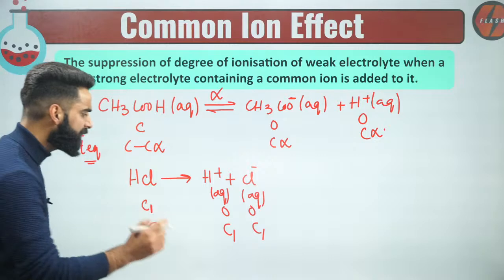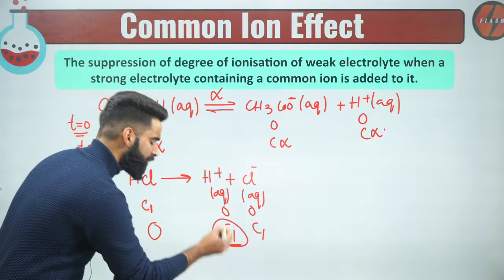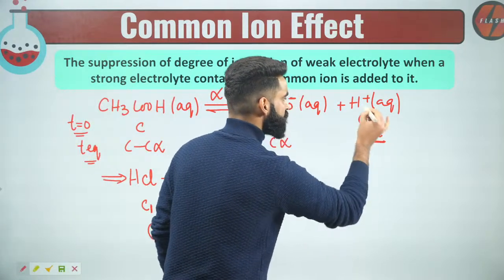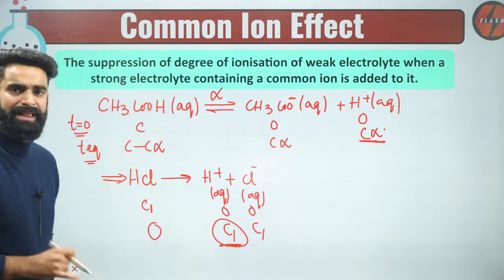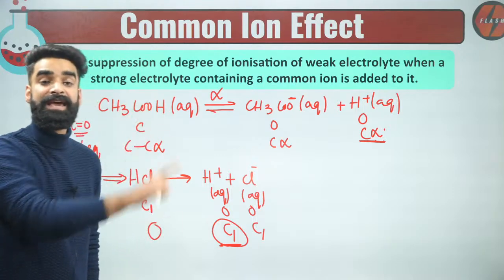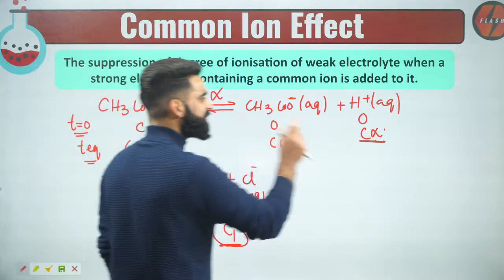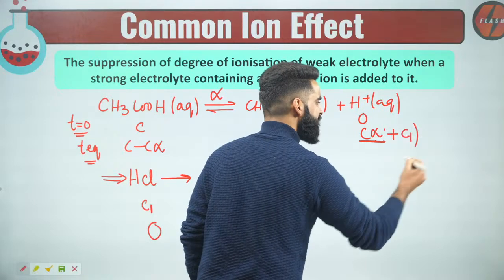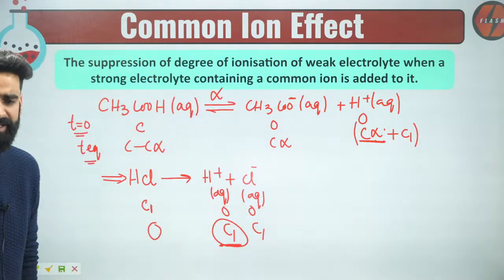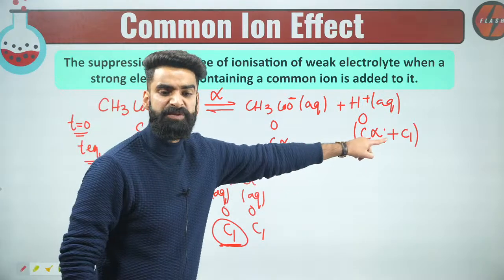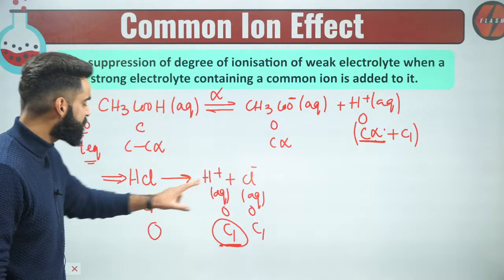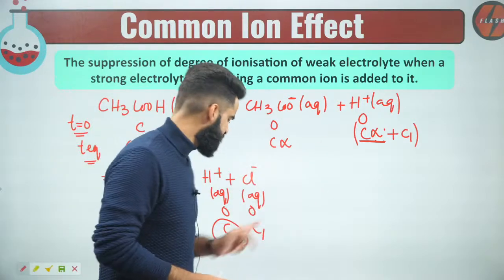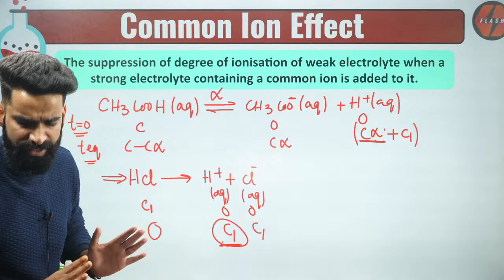Now, people, this C1 is the concentration of H positive in the container which is coming from HCl. And this C alpha is the concentration of H positive coming from the weak electrolyte. Can you tell me what is going to be the resulting H positive concentration in the container? The resulting H positive concentration is going to be C1 plus C alpha. H positive comes from the strong electrolyte as well as the weak electrolyte, so the net H positive concentration is simply C1 plus C alpha.